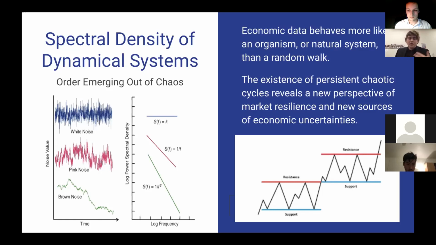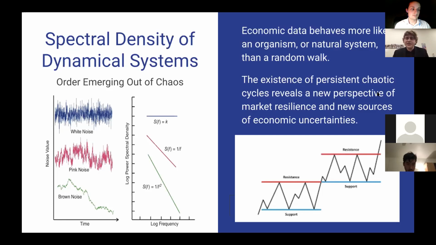One important thing to point out is that economic data behaves more like a natural system or organism than it does a random walk. A natural system, such as COVID cases or population growth, or you can name a vast number of other things. But essentially what I'm getting at is the persistent existence of chaotic cycles. This has been shown repeatedly in fractal geometric research, that the spectral density of market data is much more similar to pink noise than it is to brown noise. And what this ties into is essentially resistance and support theory, right?